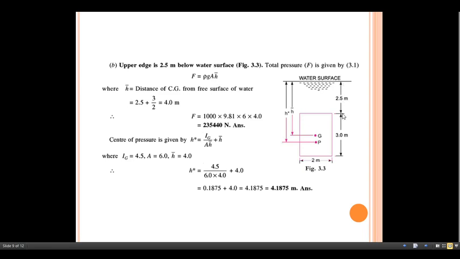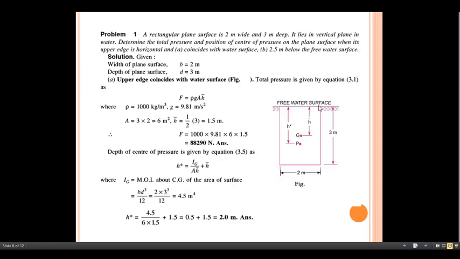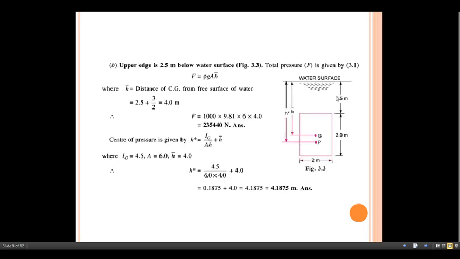You just see in the previous case, the free surface and this one, actually nothing is distance. Here it is 2.5 meter below the free surface of the water. Even in the next case, you have to add this 2.5 with the half of this one. Why? Because the center of gravity point lies at the half distance. We can get 2.5 plus 3 by 2, which is 4 meter.